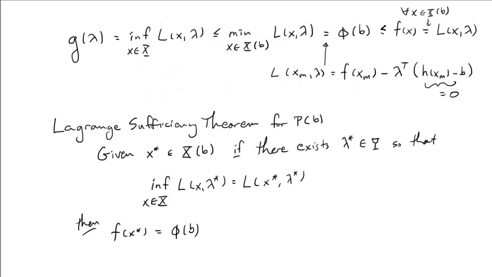There's two inequalities in this chain. We want to collapse both. X star doesn't do anything, but now that X star is fixed, we find a lambda star that will collapse both inequalities. This inequality must be an equal, and this inequality must be an equal. So there are sufficient conditions for the primal problem and the dual problem to have the same value.